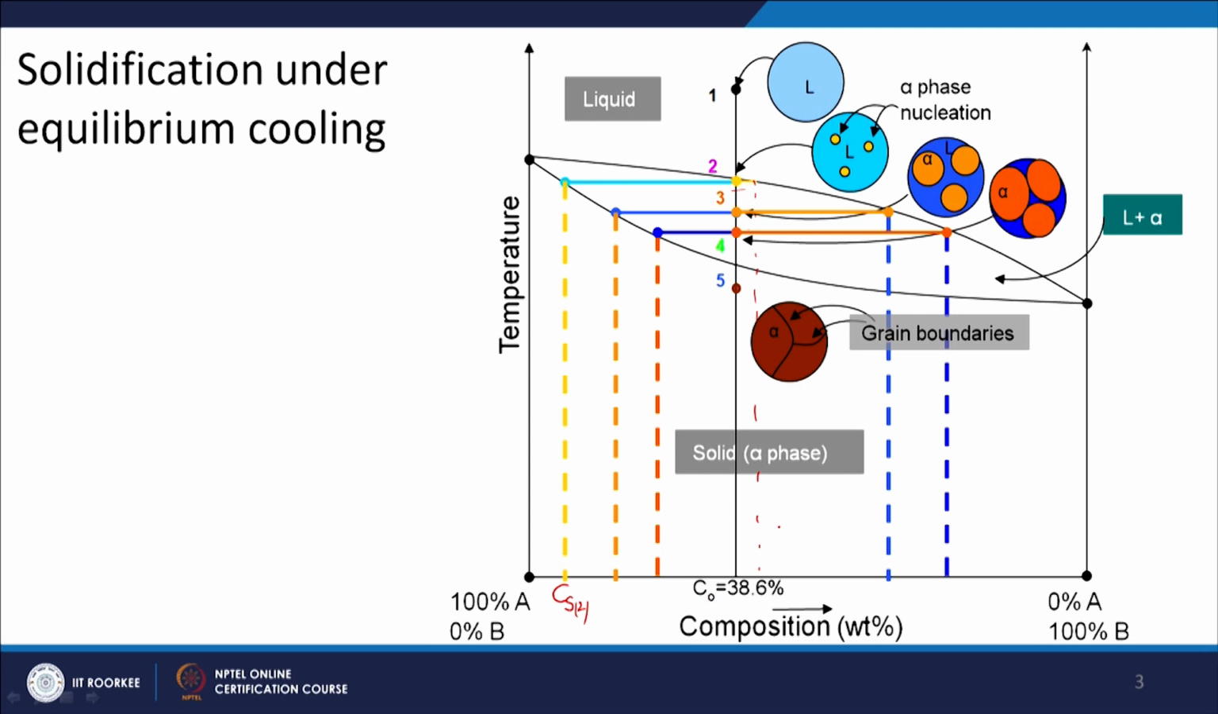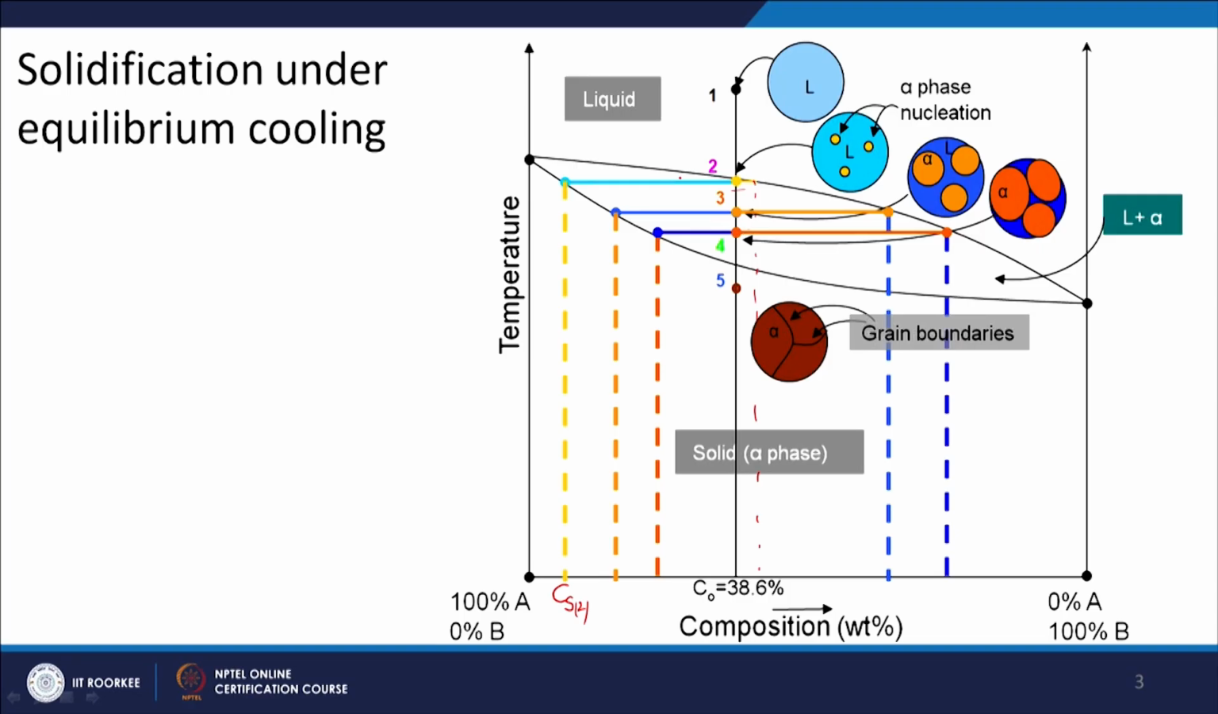We can also find out what the fractions will be. This particular arm length divided by the total lever arm will give you the fraction of solid, and this blue arm length divided by the total arm length will give you the fraction of liquid.